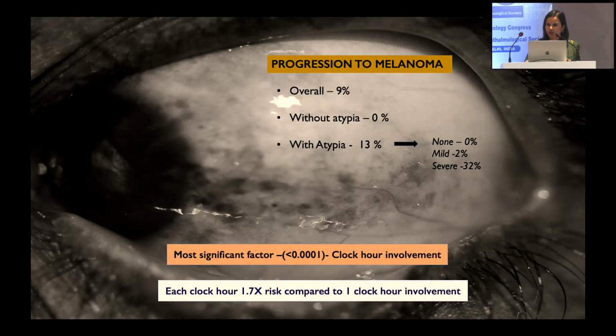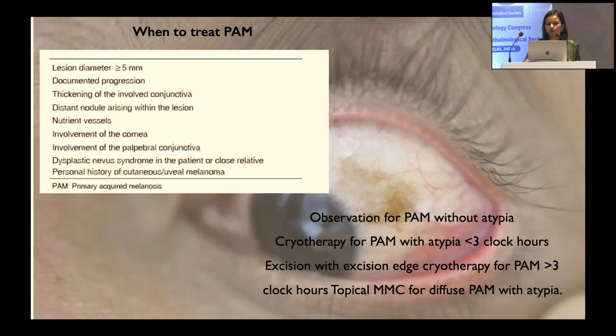What is important is to know the clock hours of these lesions. The more the clock hours, it has been shown that the relative risk of increasing the danger of PAM would be 1.7 times. So when to treat PAM? Basically, it can be simply observed too, and excision is warranted in these situations, with cryotherapy and excision with the excision edge cryotherapy if it is more than 3 clock hours.